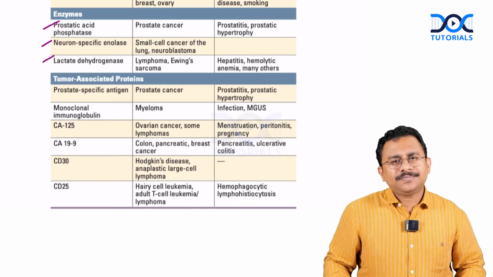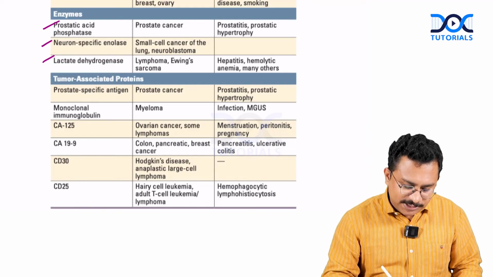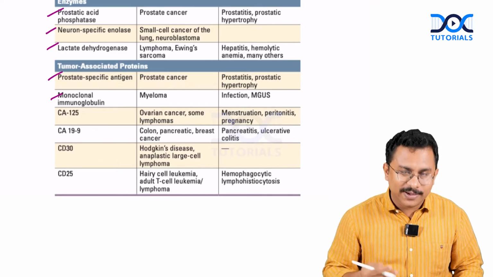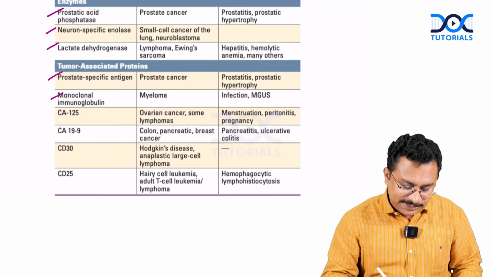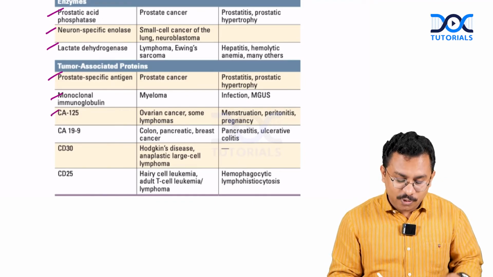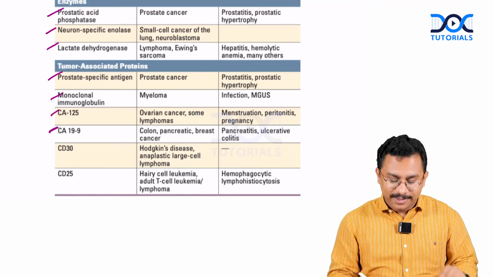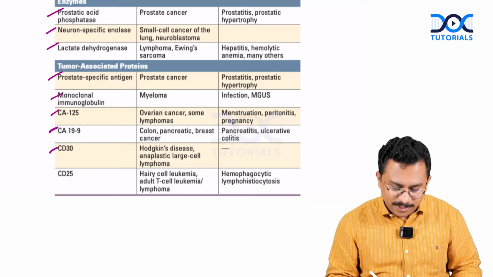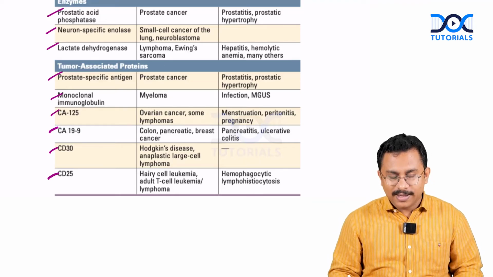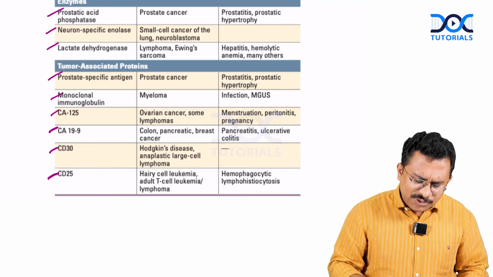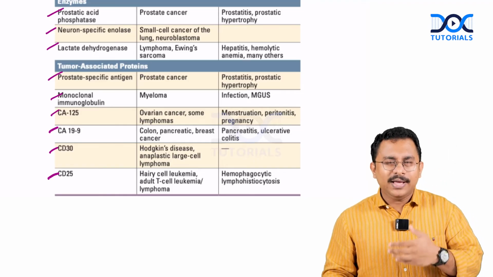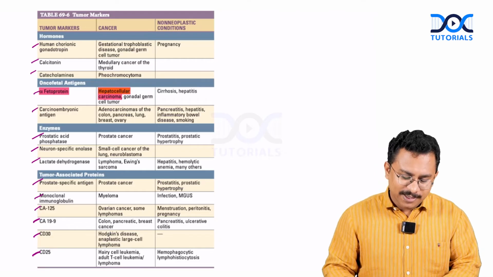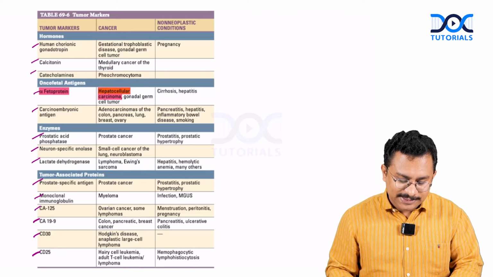in lymphoma, may be elevated in Ewing sarcoma as well, prostate-specific antigen, prostate cancer, then you have got myeloma where you can have monoclonal gammopathies, CA125 especially in ovarian cancer, CA19-9 colon and pancreas, CD30 Hodgkin's and anaplastic large cell lymphoma, CD25 hairy cell leukemia and adult T cell leukemia lymphoma. So just go through these. Even certain non-neoplastic conditions may also be associated with certain tumor markers. Okay, right. Most importantly, I've got to remember all the malignancies associated.